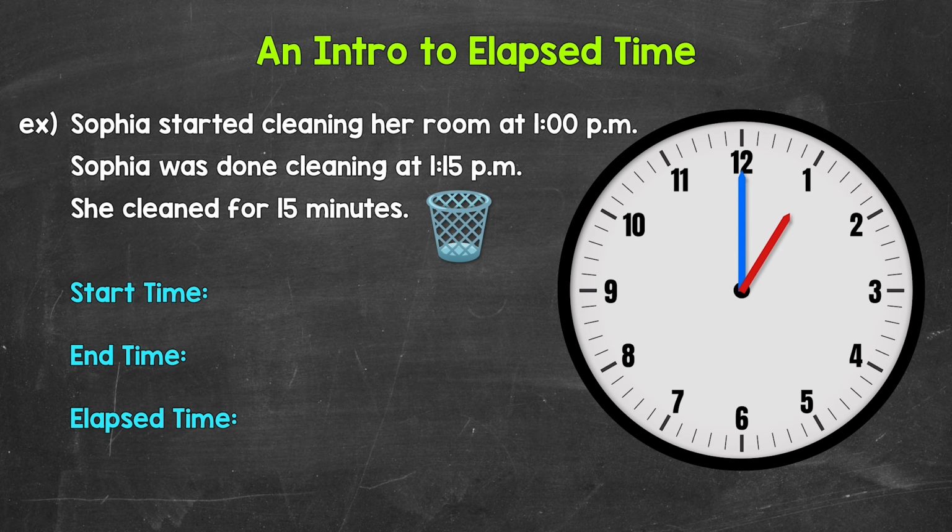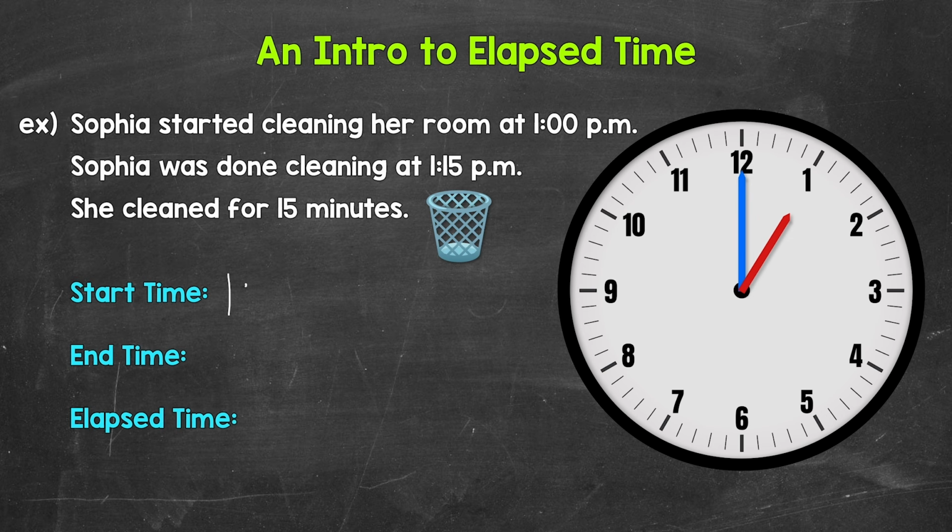So when it comes to elapsed time, we'll always have a start time, an end time, and then the elapsed time. In some situations, we'll need to figure out the elapsed time. In other situations, we'll need to figure out the start time. And then in others, the end time. We'll go through an example of each in this video. For this example, the start time, end time, and elapsed time were all given, just so we can see what these all mean. And we have everything laid out here to help us stay organized.